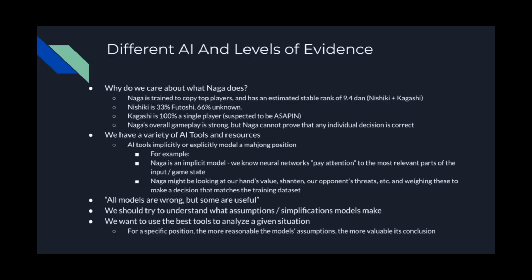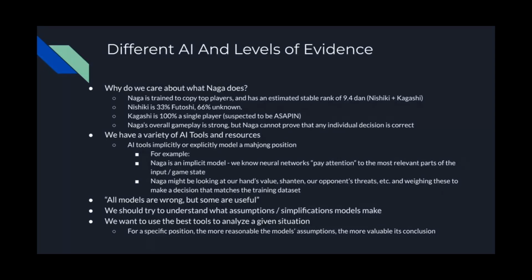So for the second half of this talk, we're going to be talking about different types of AI, so not just Naga, and what I like to think about as levels of evidence. So let's go back to, I guess, the basics. Why do we care about the choices that Naga makes? Naga is trained to copy top players. It has an estimated stable rank of 9.4 Dan, which is very high.